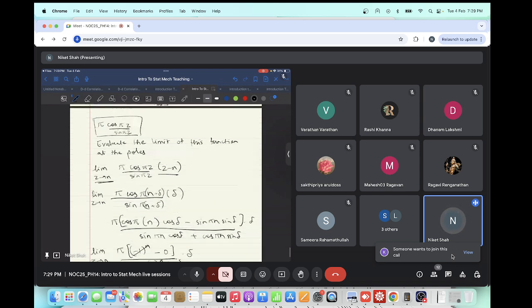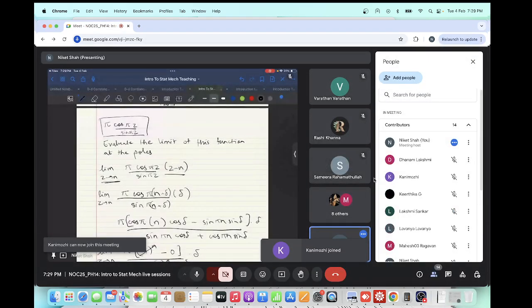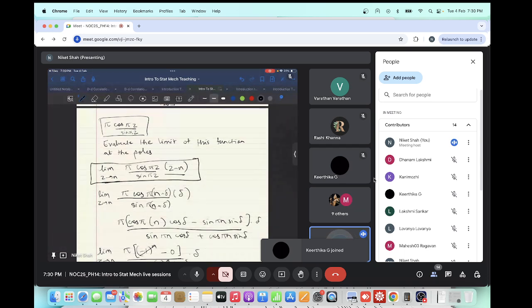Okay, so let me tell you again what is the first step to solving this problem. I assumed some random function pi cos pi z upon sin pi z. Okay, this is some random function that you don't know about. What I said is I want to first evaluate the limit of this function multiplied by z minus n. Why I am doing this is because eventually I will be using this function and calculating the residue. And while calculating the residue, this sort of expression will appear.